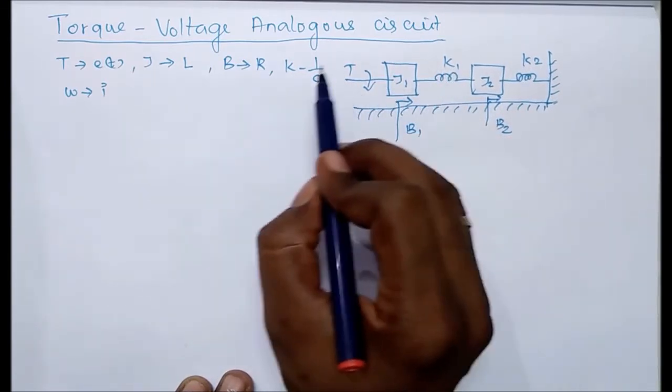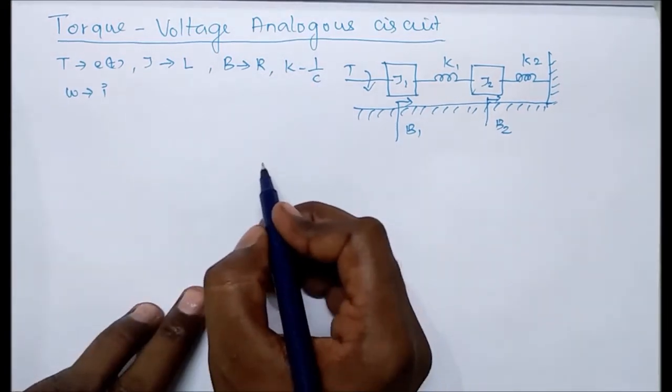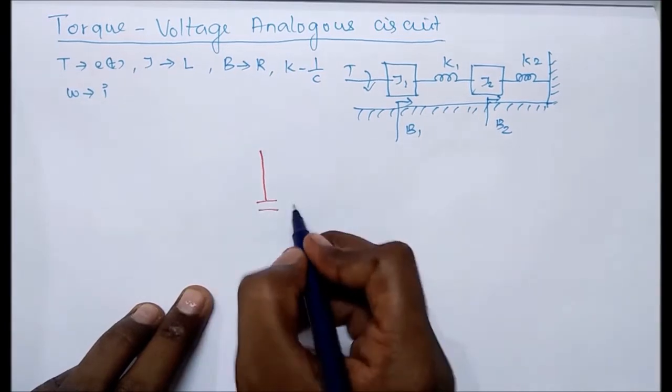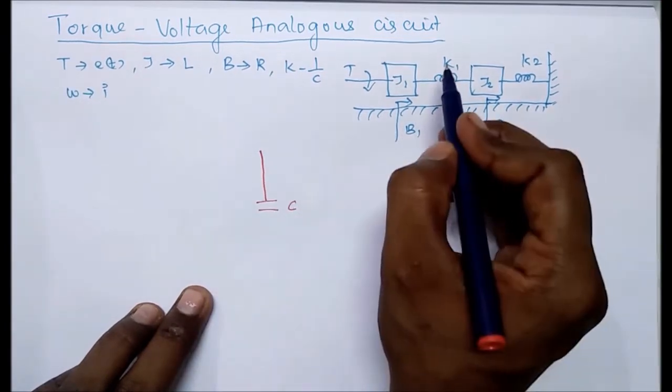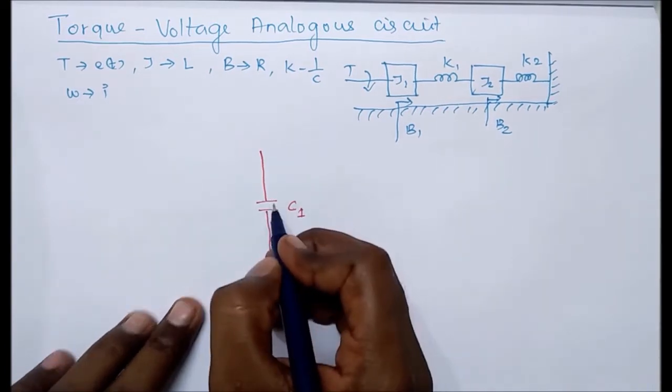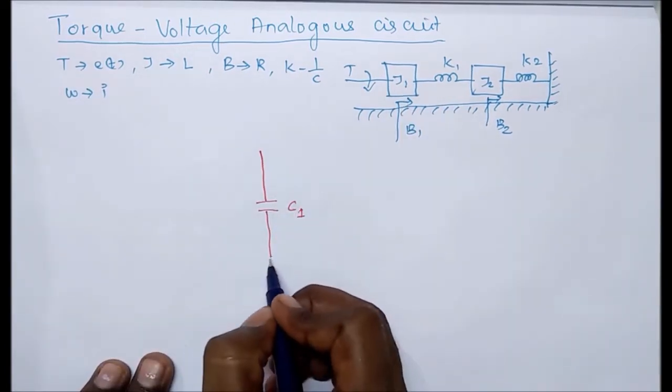It is K1, its equivalent is a capacitor. While drawing the electrical circuit, instead of using 1 by C, we have to use capacitor C. Here K1, therefore here we have to use C1. So now this is the common element for the first loop and the second loop.